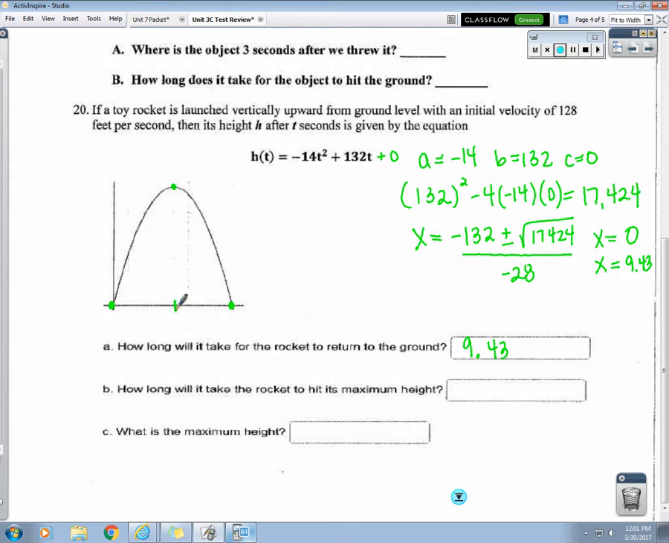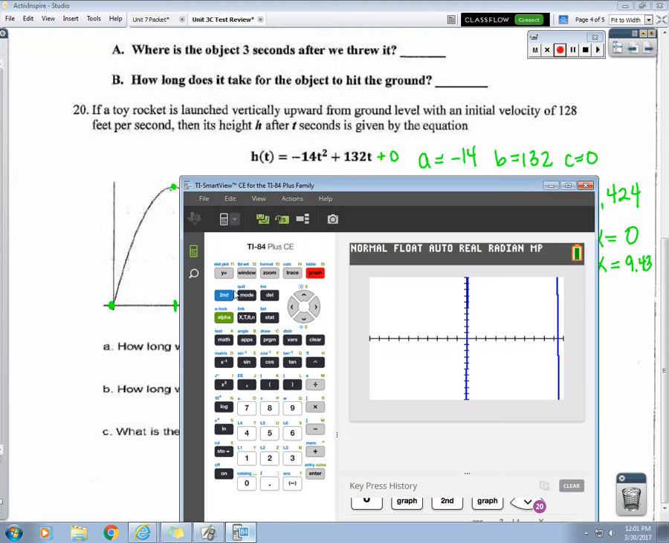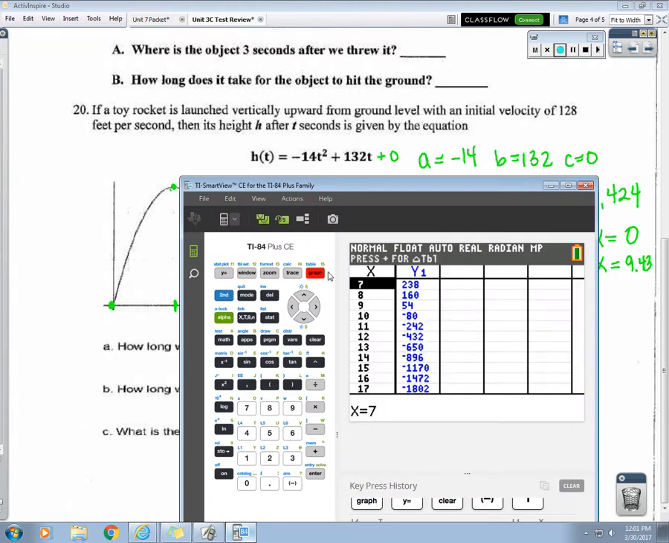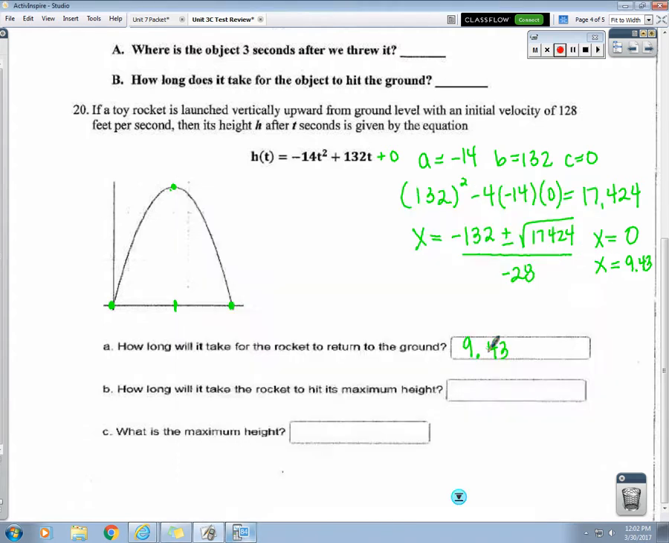Okay, so we want to know how many seconds it's going to take to get to its highest point. Well, since we already have a graph, we'll just go to the table and look for the highest y value. Okay, I can see that it starts at 0, 0. Before we launch it, it hasn't gone anywhere. And then at 1 second it's that high, at 2 seconds it's that high. You can see that at 5 seconds it reaches the highest it's going to get, 310 feet. So when it says how long will it take, the answer is 5 seconds. And what is its maximum height? 310 feet.